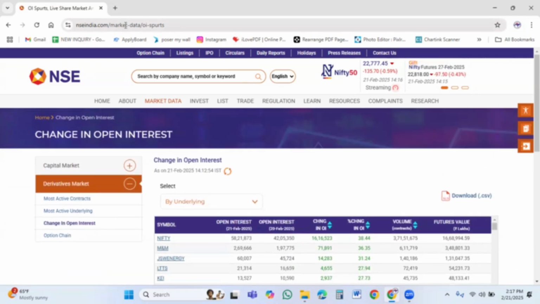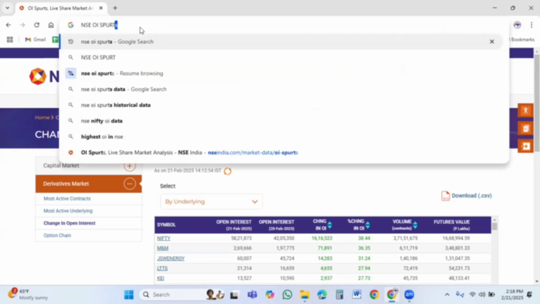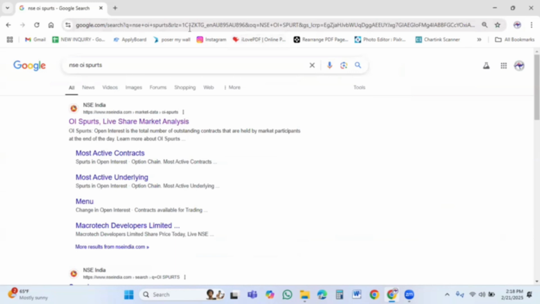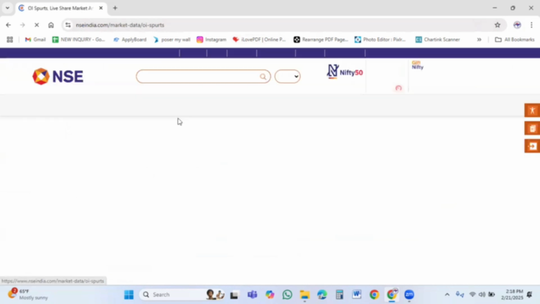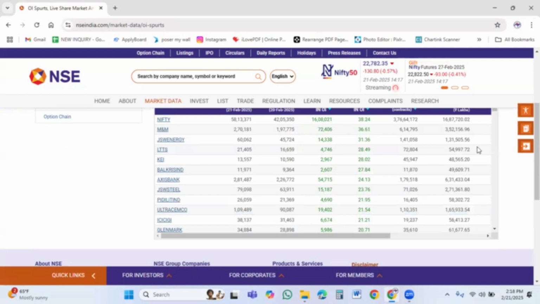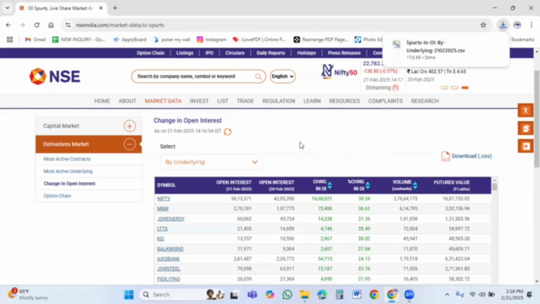So what we did was we typed in NSE OI spurts, and what we got was the first link, which is the NSE site, nseindia.com. Make sure you only choose this particular site. You go into this link and you will see a list of stocks. To make it simple, you can download the CSV, the Excel file. So it has been downloaded. We'll be looking at it later.